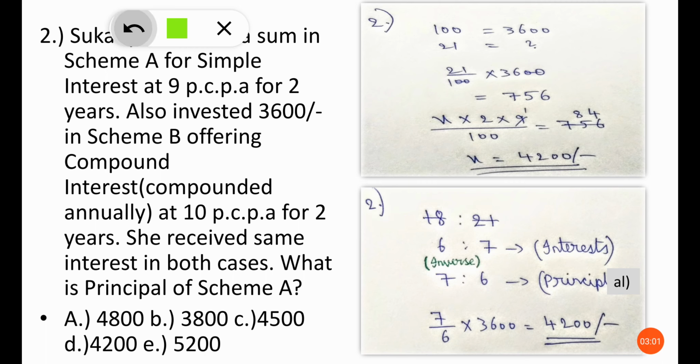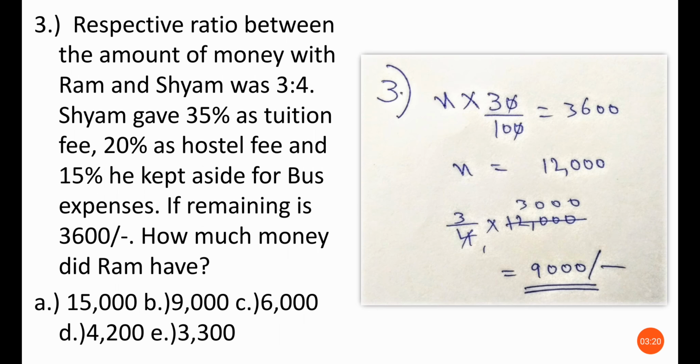If we reverse this ratio, we get the ratio between principals. So that is 7:6. And 6 parts value is 3,600. What is the value of 7 parts? So 7 by 6 into 3,600, we get 4,200. I hope you understood the concept. Moving to the third one.